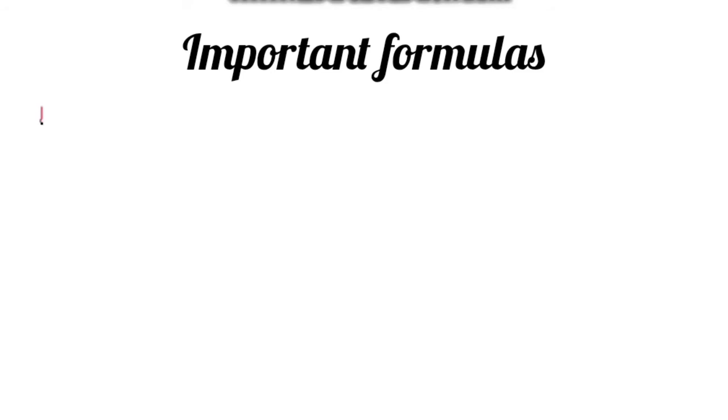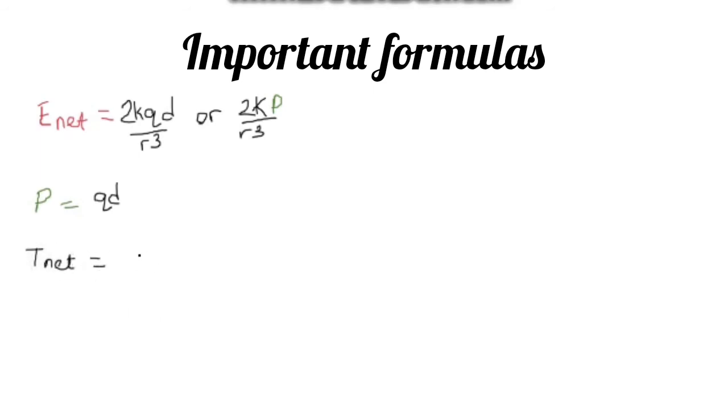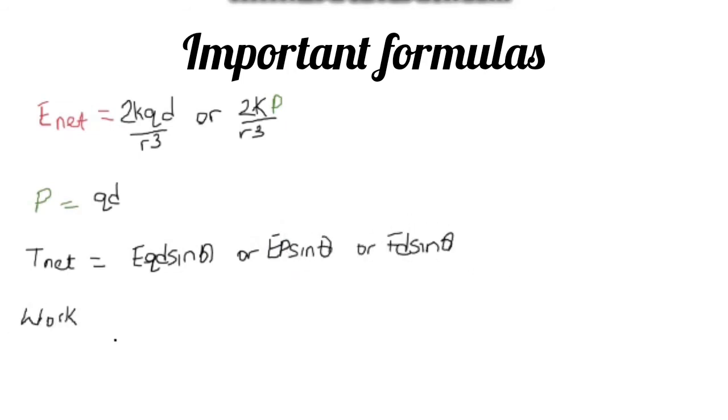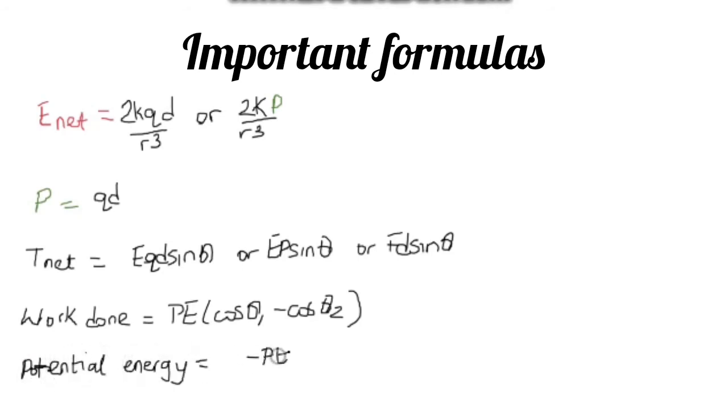Let's review the formulas we've learned. Electric field on the axis of an electric dipole is equal to 2kqd over r cubed, or 2kp over r cubed. Electric dipole moment is equal to the charge times the separation distance, qd. The net torque is equal to Eqd sin theta, or Fd sin theta, or pE sin theta. Work done on a dipole in a field is equal to pE bracket cos theta 1 minus cos theta 2. Potential energy is equal to minus pE cos theta.